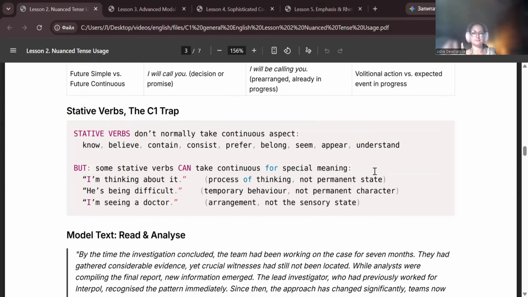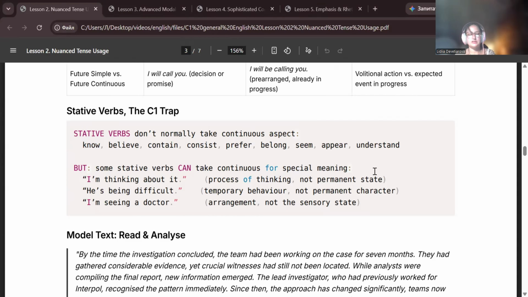Stative verbs. Stative verbs do not usually take continuous aspect. Those verbs are know, believe, contain, consist, prefer, belong, seem, appear, understand, and similar. But some stative verbs can take continuous for special meanings. For example, think. I'm thinking about it.